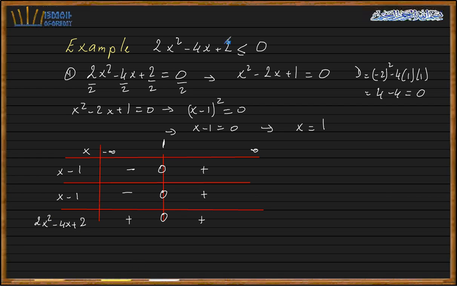I have this inequality which is less than or equal to 0, which means it can be negative or equal to 0. The expression is not negative, but it can be 0. You see the choice here? It can never be negative because it's positive everywhere. It's positive on that side, it's positive on that side. That means the whole thing is positive. But it can be 0.